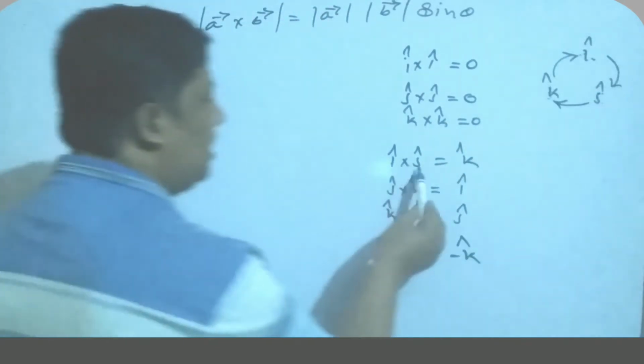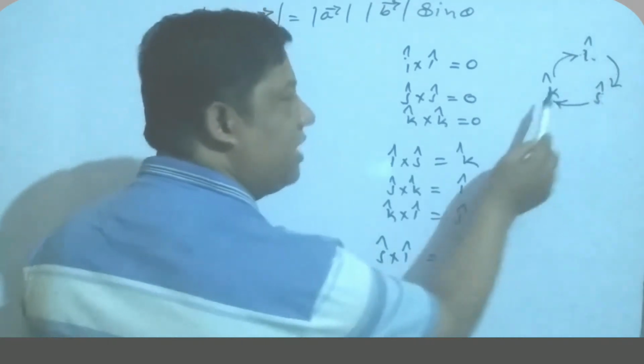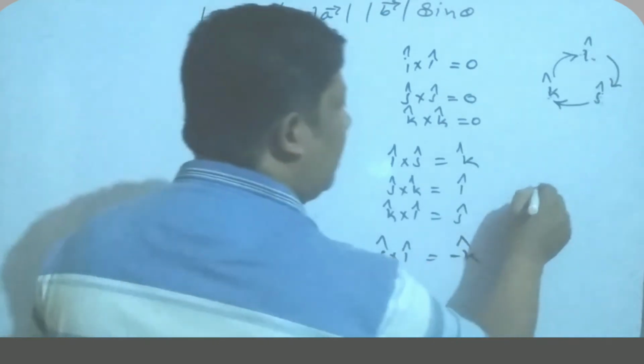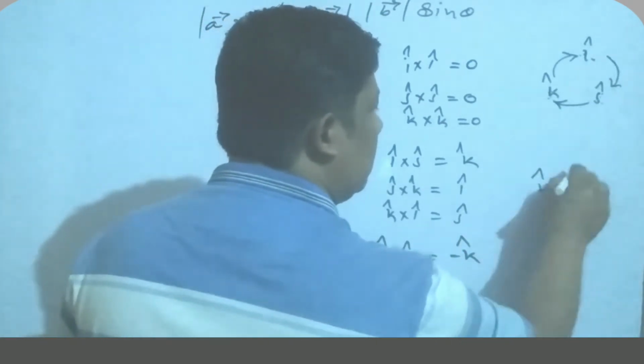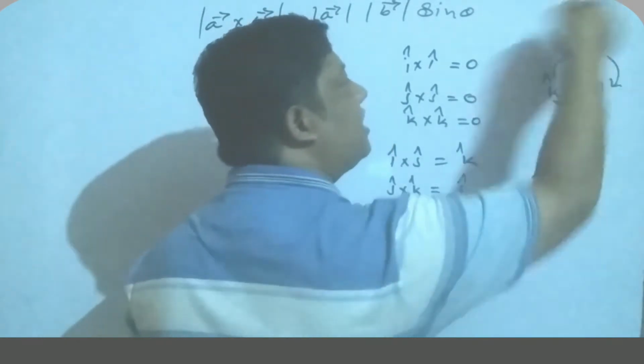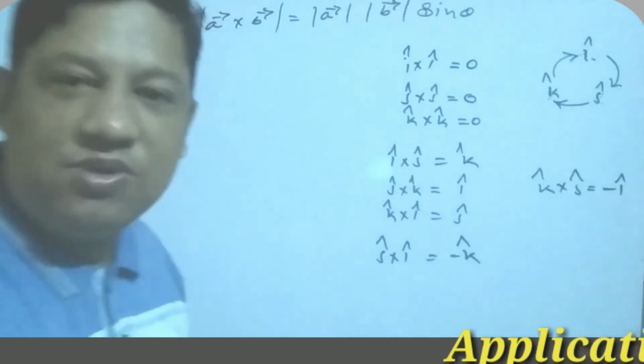So I cross j, you have to write k, because at first I then j, so it is the clockwise direction, you have to write k. Suppose you write here k cross j, that means you go anti-clockwise directions, you have to write here minus I. Okay, my students.